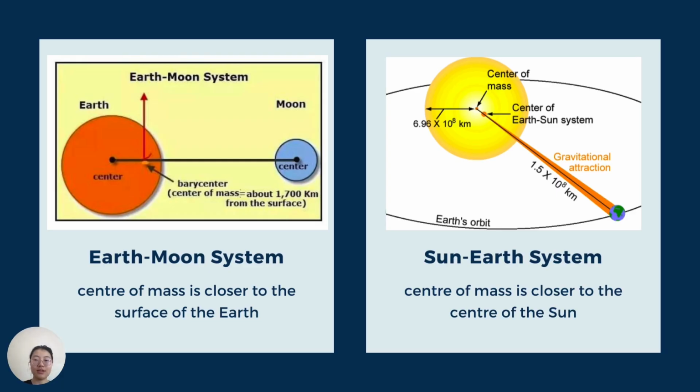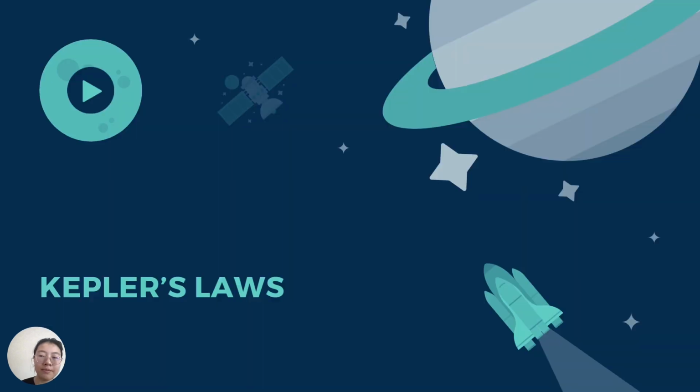That makes sense then. In the Earth-Moon system, the center of mass is located about 1,700 kilometers from the Earth's surface. In the Sun-Earth system, the center of mass is located very close to the center of the Sun due to the Sun's much larger mass compared to the Earth. This is why the Earth orbiting about the center of mass in the Earth-Moon system is more observable compared to the Sun orbiting about the center of mass in the Sun-Earth system.